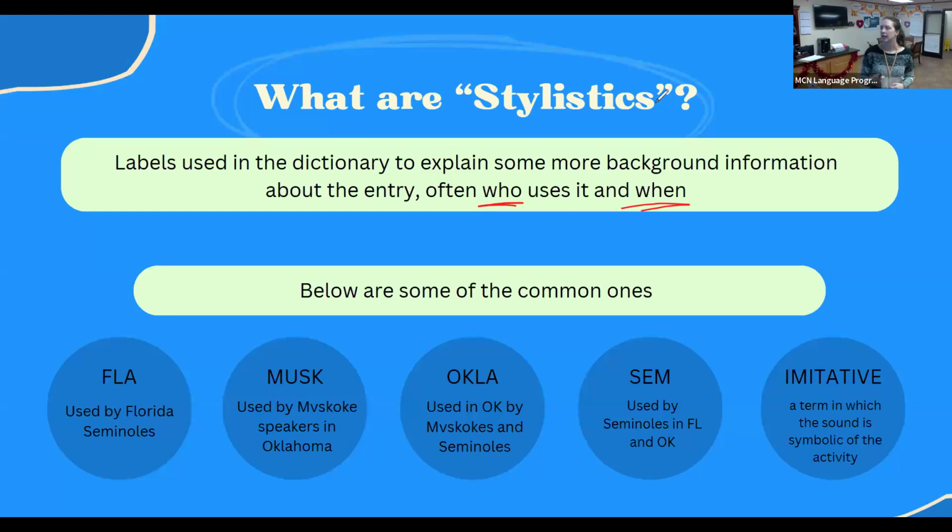So examples of some of the common ones would be FLA. This means that it's used by Florida Seminoles. So Florida Seminole Muskogee speakers. Musk means it's used by Muskogee speakers in Oklahoma. Oklaw means it's used by Oklahoma speakers, Muskogee and Seminoles, but specifically in Oklahoma. Sem means it's used by Seminoles in Florida and Oklahoma, but specifically Seminoles. And then there's imitative, and it means a term in which the sound is symbolic of the activity. I'll give an example of what that means.